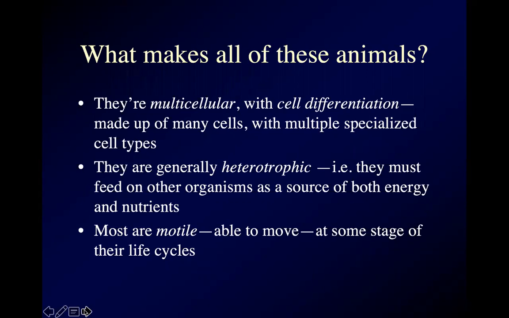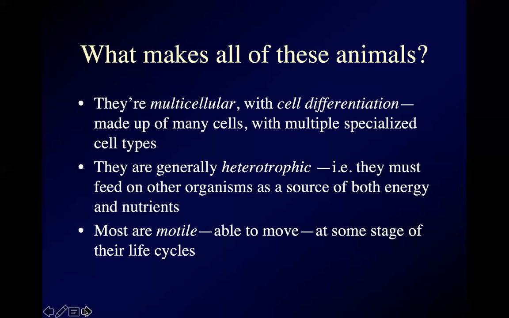Generally, animals are heterotrophic, which means that to get both energy and nutrients, molecules that they need to run metabolism, they have to eat other organisms. So they'll either eat autotrophs like plants, or they'll eat other heterotrophs like other animals.